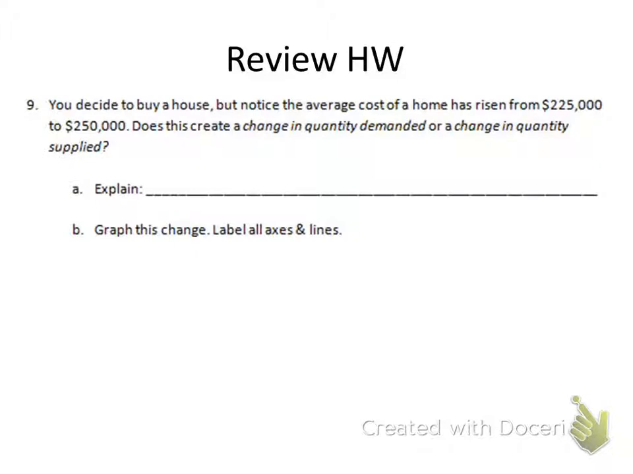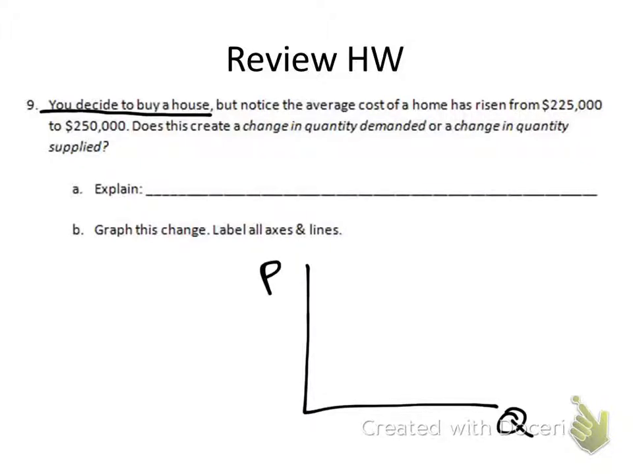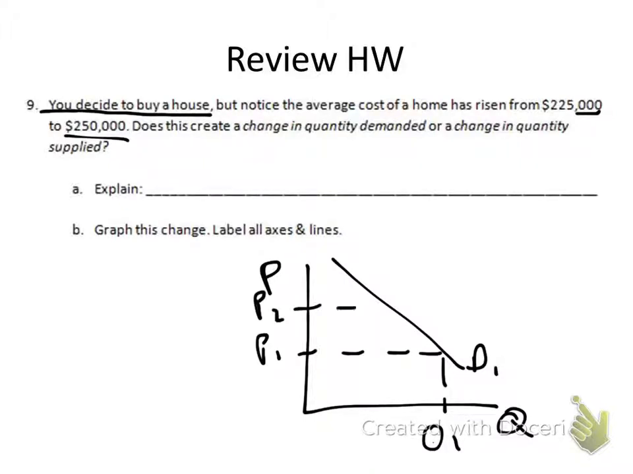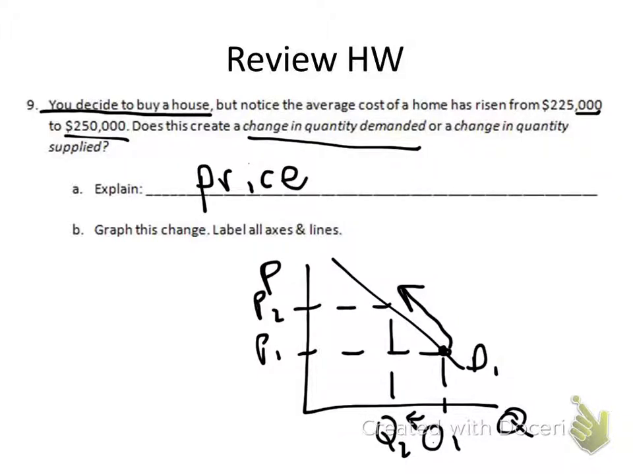Number 9. You decide to buy a house. We're looking at this from the perspective of a consumer. We set up our graph the same way, and I'm a consumer, so I'm going to create a demand curve, label it D1, and notice the average cost of a home has risen from $225,000 to $250,000. So I'm seeing a price increase, and put P2 up a little higher. And because there's a price increase, there's going to be a quantity demanded decrease because of a change in price.